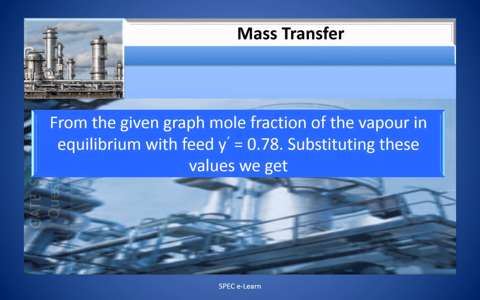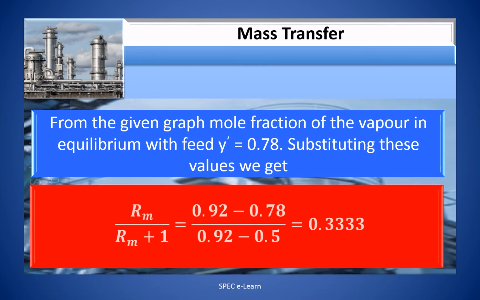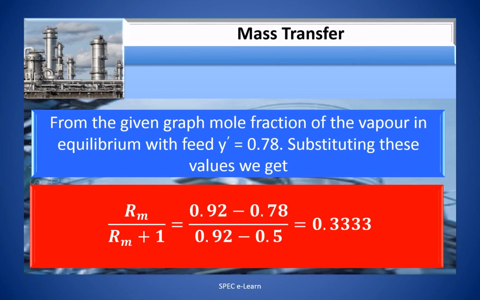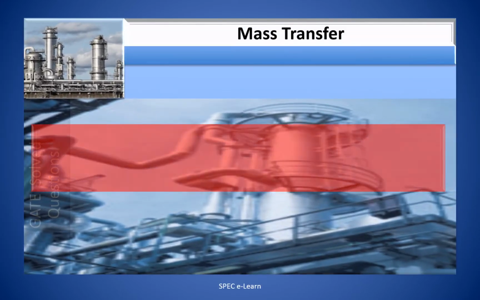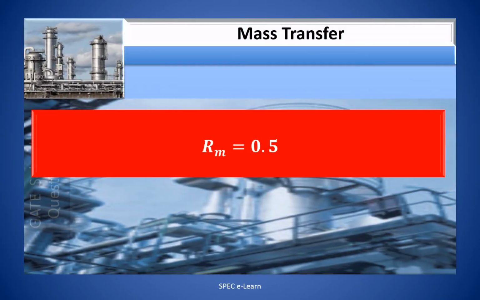From the graph, mole fraction of vapor in equilibrium with the feed, y dash, is equal to 0.78. Substituting these values, we get Rm by Rm plus 1 equal to 0.3333. So Rm equal to 0.5. So the answer is option B.